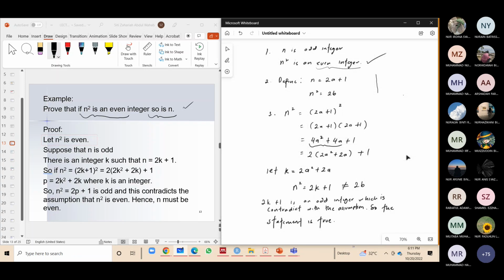Boleh faham? Can you understand? Can you repeat, madam? Yes. All right. We go to the next example.